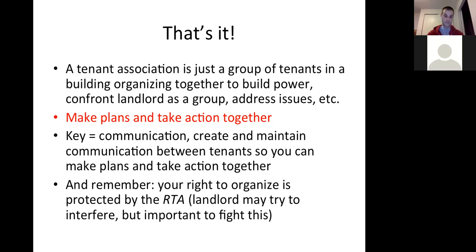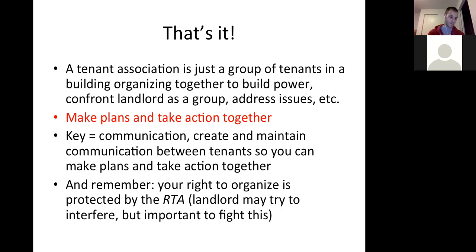The key is going to be communication. So creating and maintaining communication between tenants so that you could make plans and take action together. This is something we could talk about in the Q&A if there are questions about ways that tenants could best stay in touch. It's going to vary by building, but it's something that I think a lot of people aren't sure about when they're getting started. But that's really important. Early on, you're going to want to establish lines of communication between tenants and maintain that communication so that you can do things together.